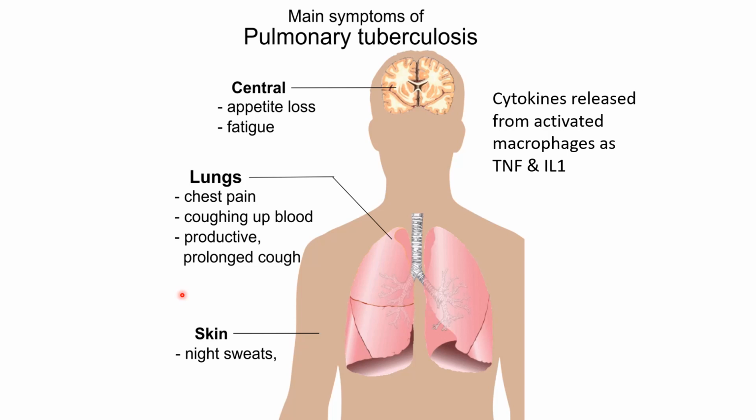Why is the central nervous system affected in TB? Due to cytokine activation, due to activated macrophages, cytokine release with production of tumor necrosis factor and interleukin-1. Also, the patient may complain of night sweat. So the patient has fever, night sweat, weight loss, loss of appetite, easy fatigability, and cough, prolonged and blood-tinged.